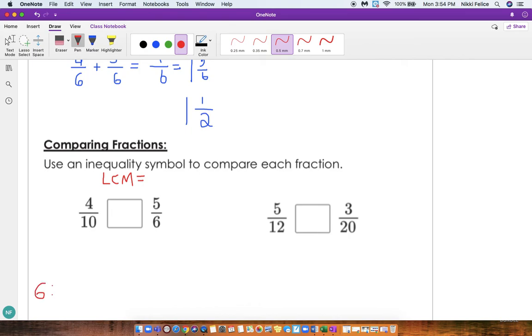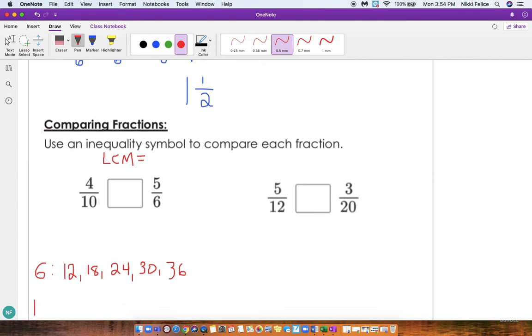Let's write it out. My multiples of 6 are 6, then we have 12, 18, 24, 30, 36. I'm counting by 6s. Let's see if that's enough. I'm going to stop there for now, but if I need to do more, I can always do more. My multiples of 10 are 10, then 20, 30. Oh, there it is. My least common multiple, 30.